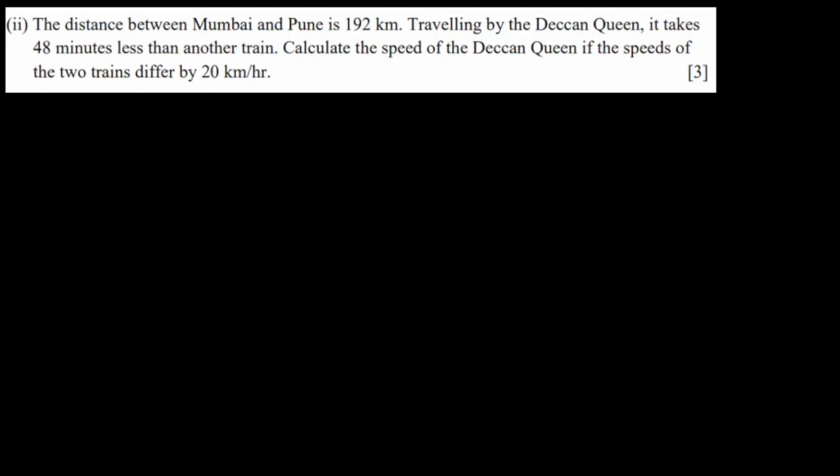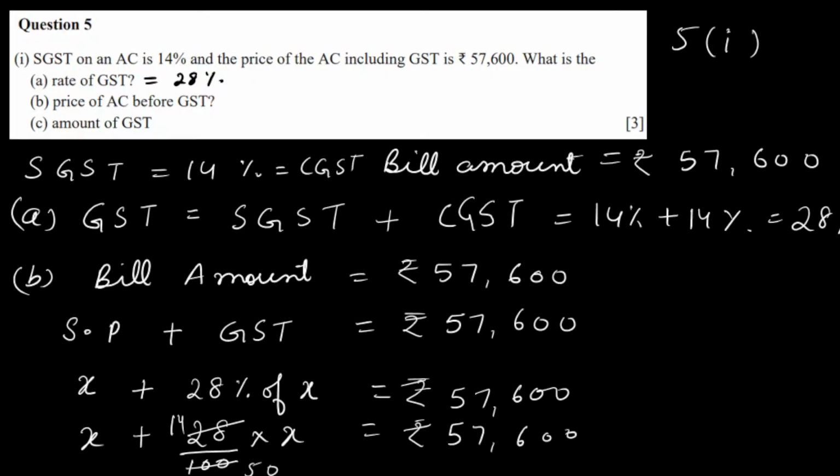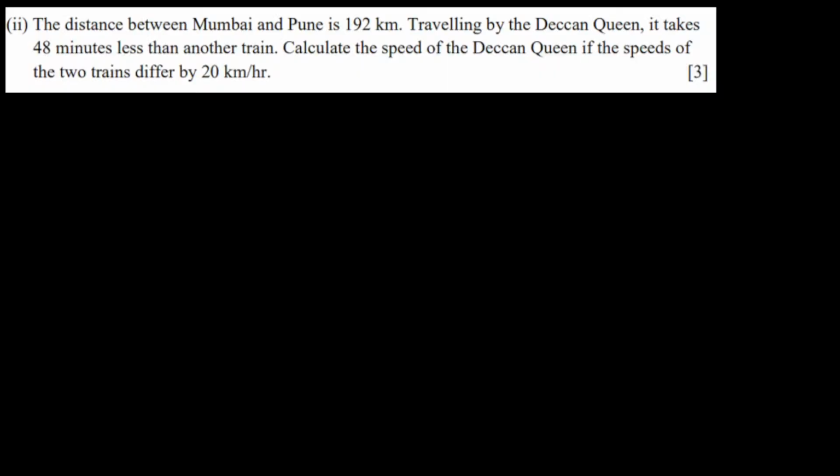So fourth question, fifth question, first part we have done. It was a GST question. Now we have to do the second part of the fifth question. This is a question of quadratic equations, problem solving of quadratic equations. So let's see what is given to us and what we have to find. We have to convert the given information into a quadratic equation.